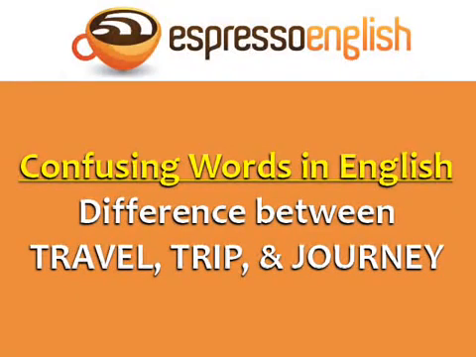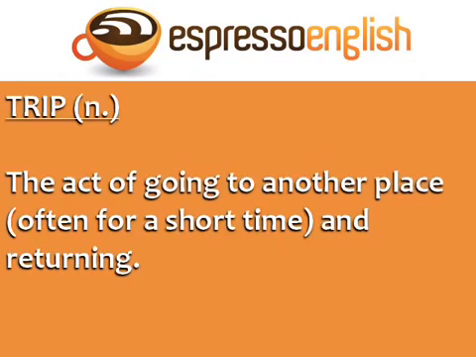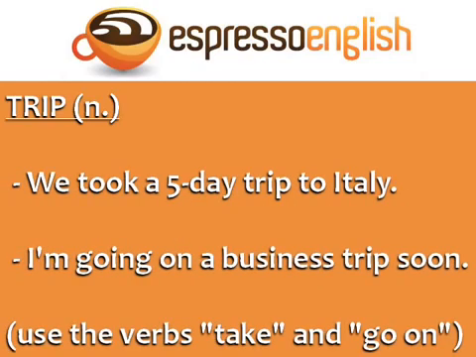Confusing words in English. Difference between travel, trip, and journey. From espressoenglish.net. The word trip, as a noun, means the act of going to another place, often for a short time, and returning. For example, we took a 5-day trip to Italy.